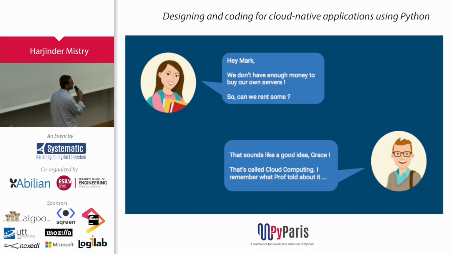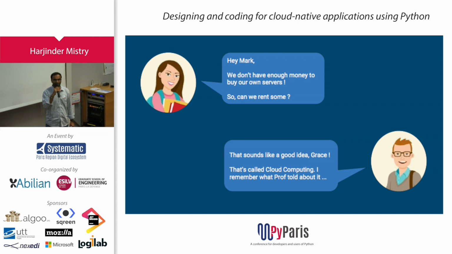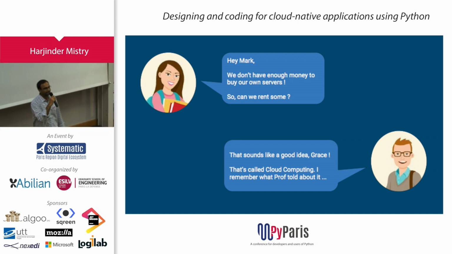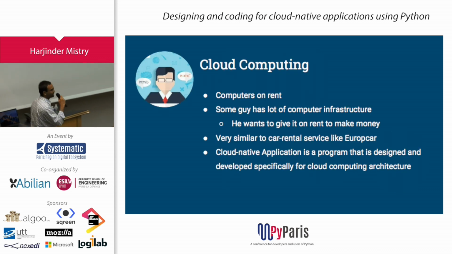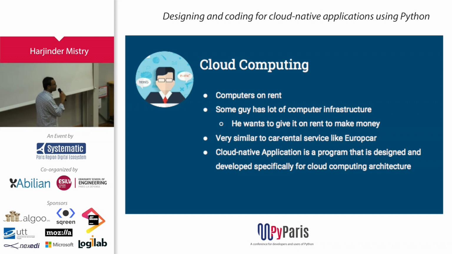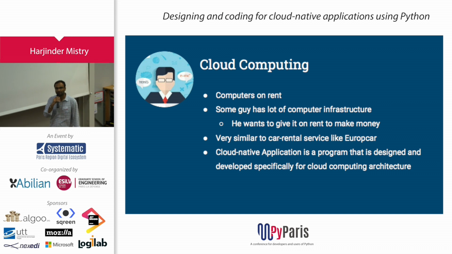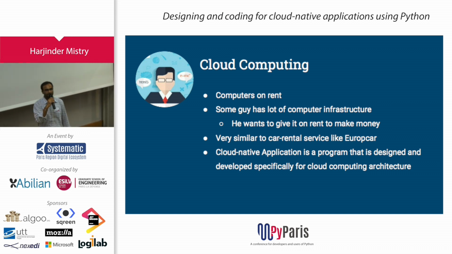Grace says, hey Mark, we don't have enough budget to own our own servers. Why can't we rent some? Mark agrees. He knows that she's talking about cloud computing. And he remembers his favorite professor who used to teach him cloud computing. The professor used to tell him that cloud computing is nothing but rented computers. Very similar to the idea of car rental, like Europe car, movie rental, like Netflix, and so on and so forth.